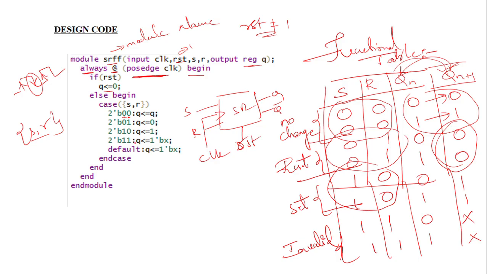Next, if the SR values are 1 1, it will be the invalid state, so you can represent it with x x. You shouldn't simply represent it with x like this, as it will give some error. It should be represented like 1'bx, because x alone is considered a variable. When you write it like this, only then is it considered a number value.